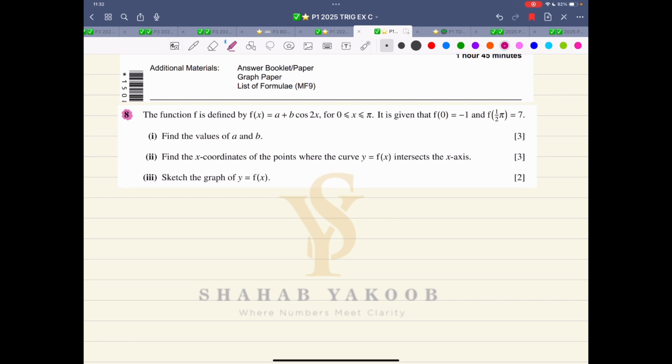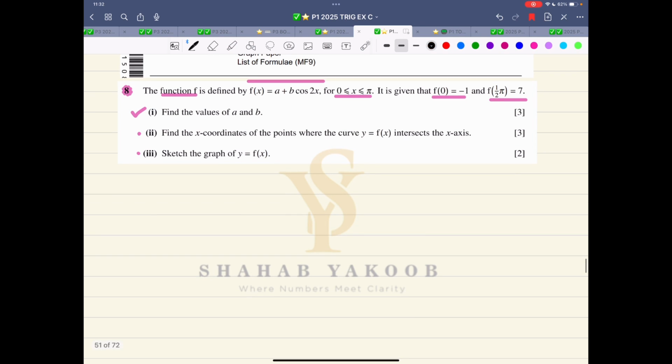So now it says the function f is defined by f(x) such and such. It lies between 0 and pi. It is given that f(0) is -1, f(pi/2) is 7. First part, find the values of a and b, and then I'll be using the answers in part 2 and part 3. So let me start with part 1. In part 1, f(x) is a plus b cosine of 2x.